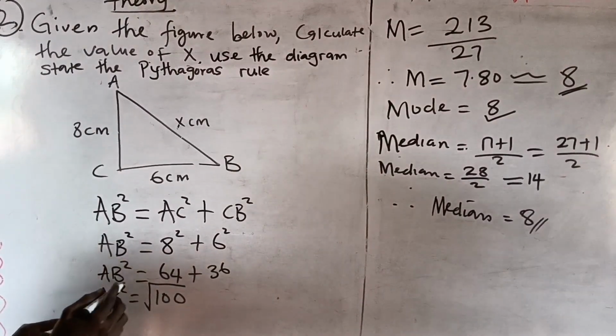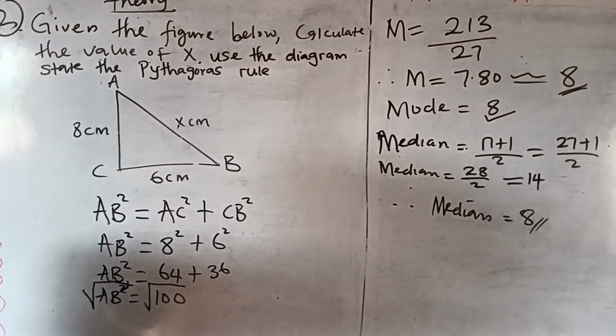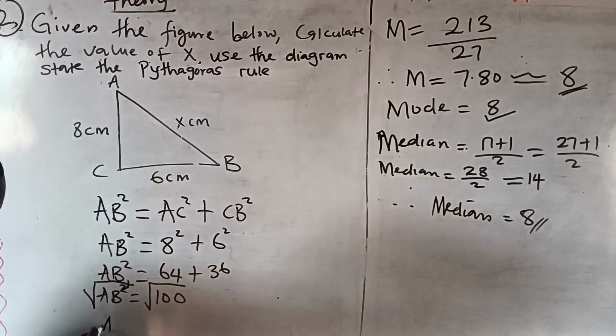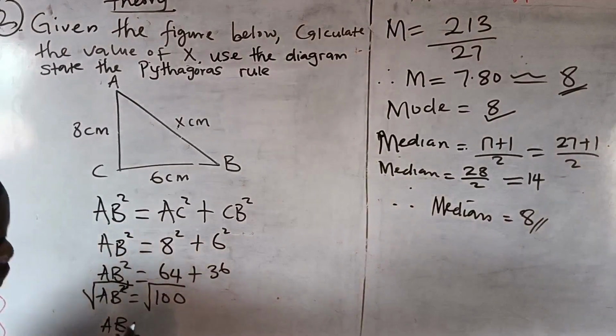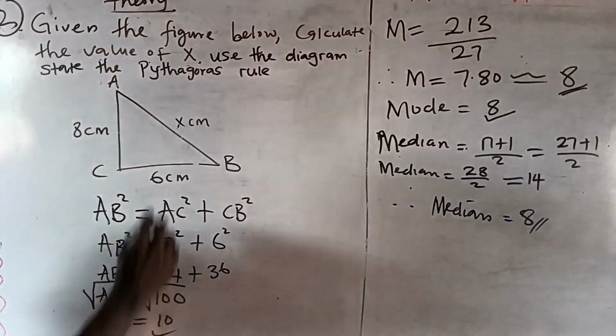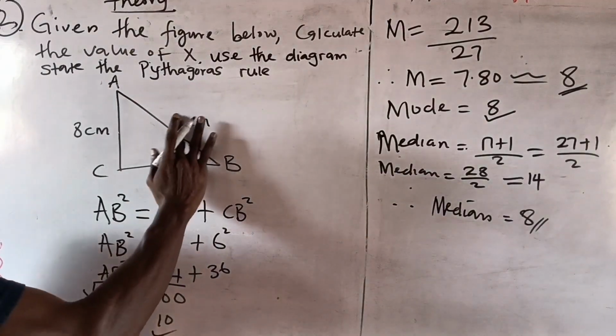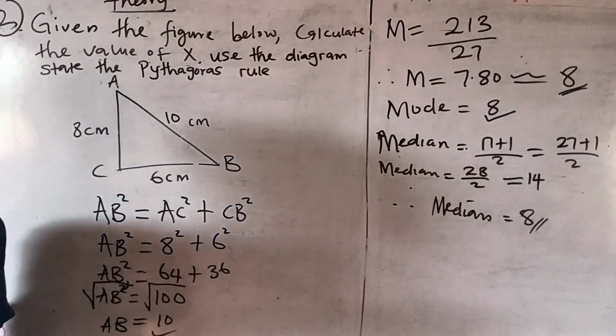So for AB to stay alone, we are going to take the square root so that we can cancel this square here. Square root cancels square. We are left with AB. So the square root of 100 will give us 10. That is our final answer. That means the x here is equal to 10 centimeters.